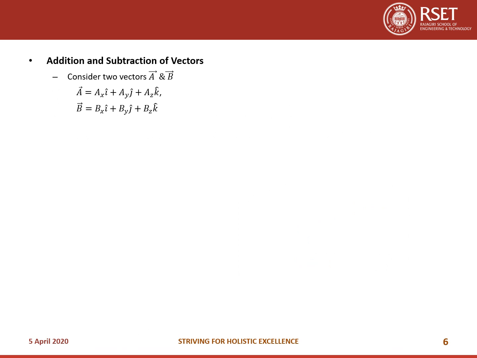Now if you are given two vectors, say A and B, where A is equal to Ax i plus Ay j plus Az k and B is equal to Bx i plus By j plus Bz k, you know how to add the two vectors, right? How will you add the two vectors? You add the i terms together, j terms together and k terms together. So it becomes Ax plus Bx into i plus Ay plus By into j plus Az plus Bz into k. Similarly, how will you subtract two vectors one from the other? Subtract the corresponding components, right? Ax minus Bx into i plus Ay minus By into j plus Az minus Bz into k.